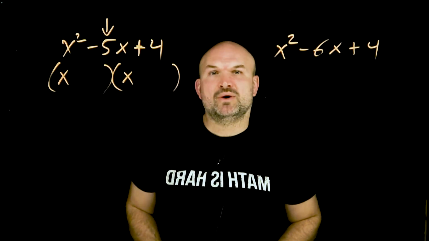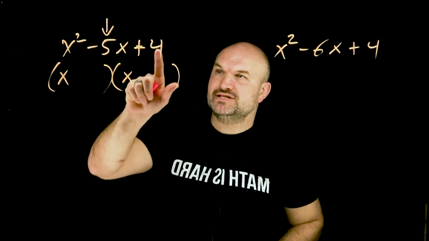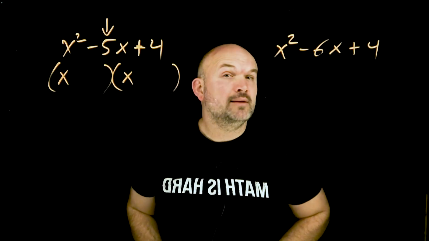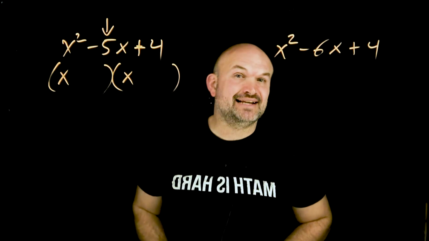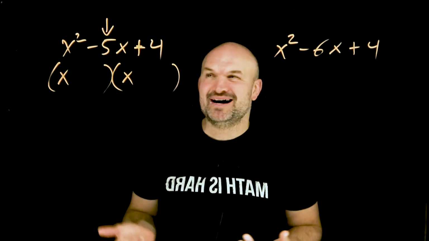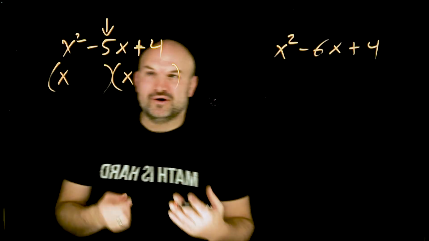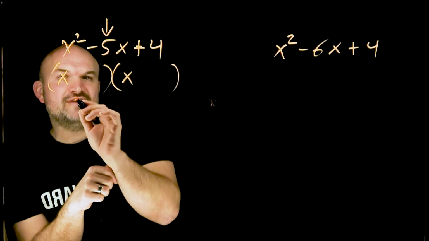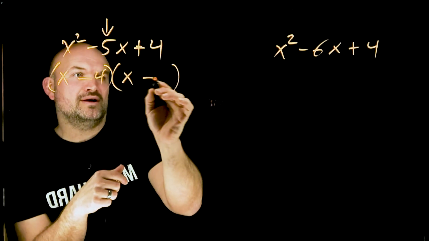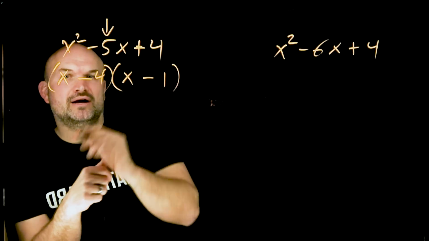Our middle term is what our two factors need to add up to, right? So we know 4 and 1 multiply to give us 4, but 4 plus 1 adds to give us a positive 5. We need a negative 5. So therefore, we know that our two factors have to be a negative 4 and a negative 1. And again, we can always check our work.